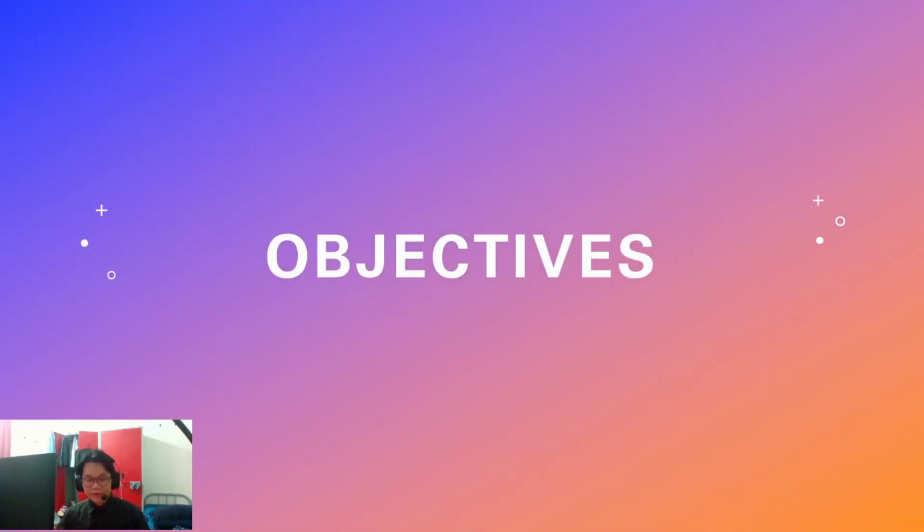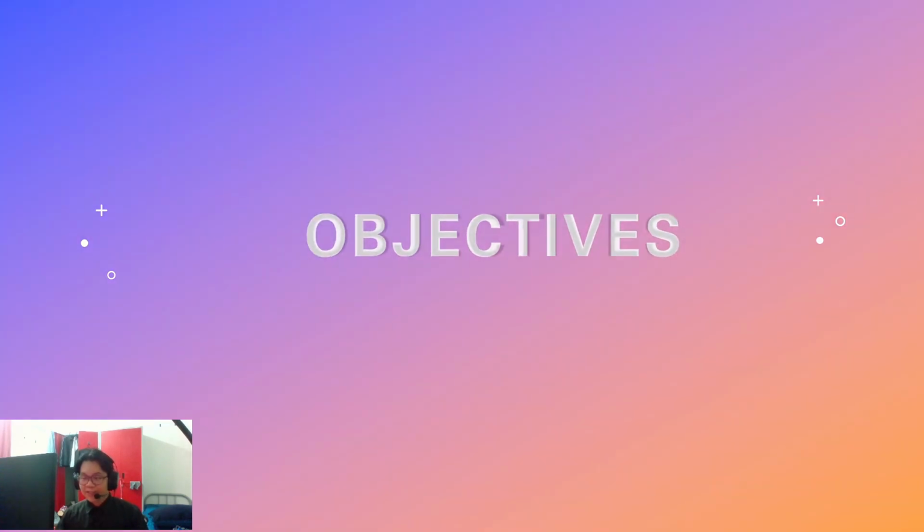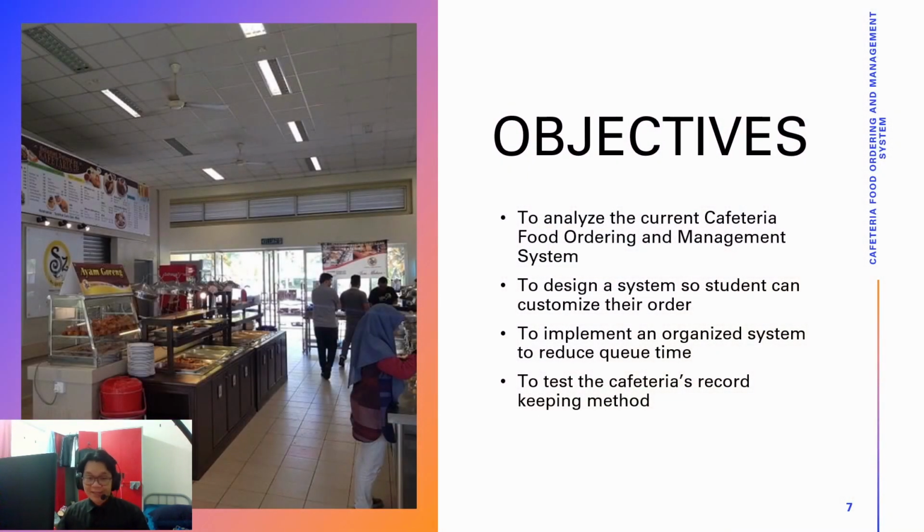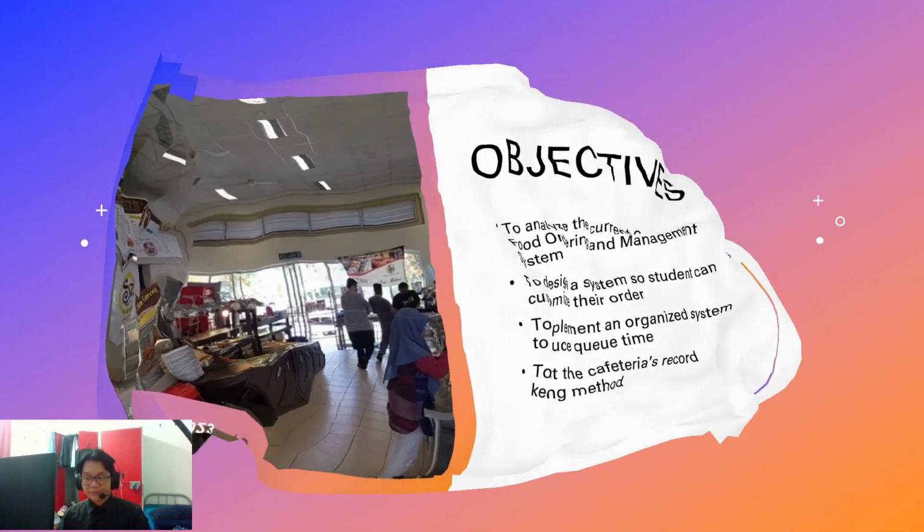The objective of my workshop project is to analyze the current cafeteria food ordering and management system, and then to design a system so students can customize their orders. Other than that, it is also intended to implement an organized system to reduce queue time, and finally to test the cafeteria's record keeping method.